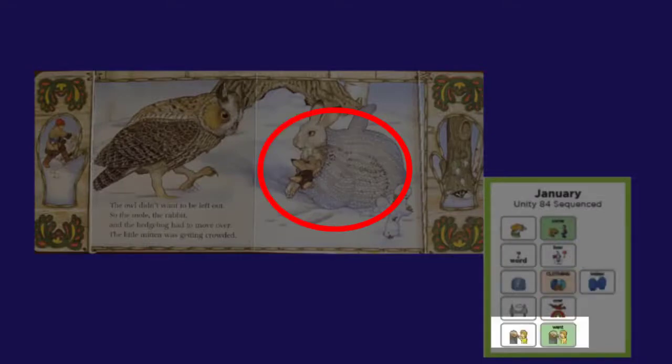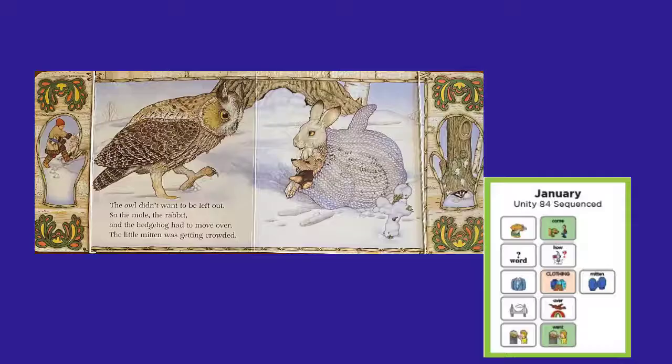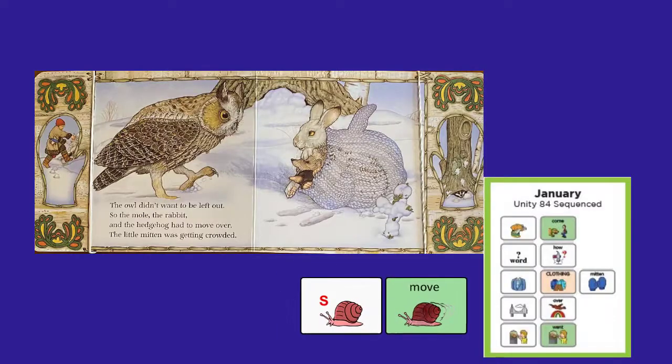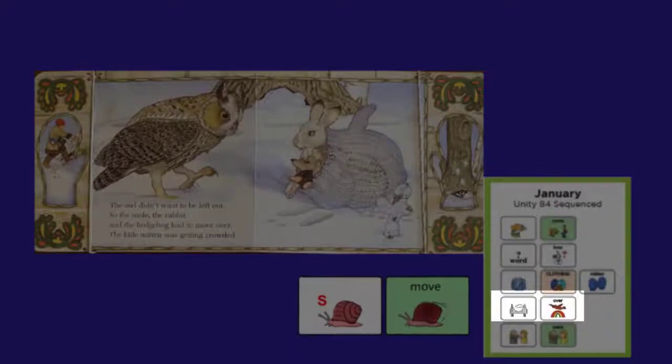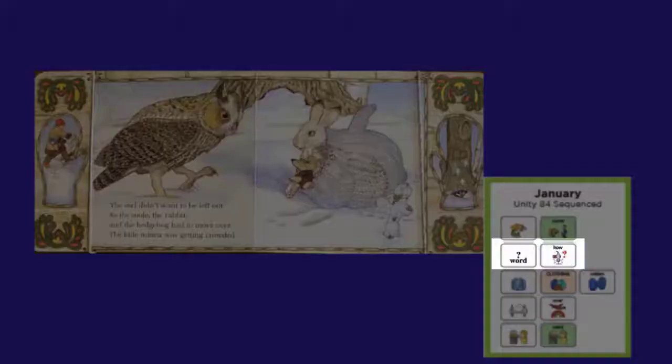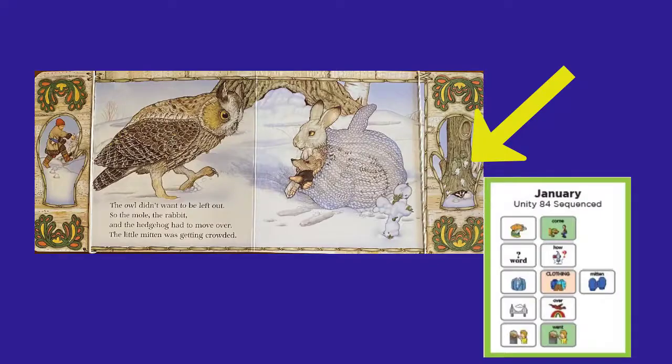But the owl did not want to be left out. So they had to move over to let him in. How many animals can fit in that mitten? What do you think that is peeking out from underneath that tree?